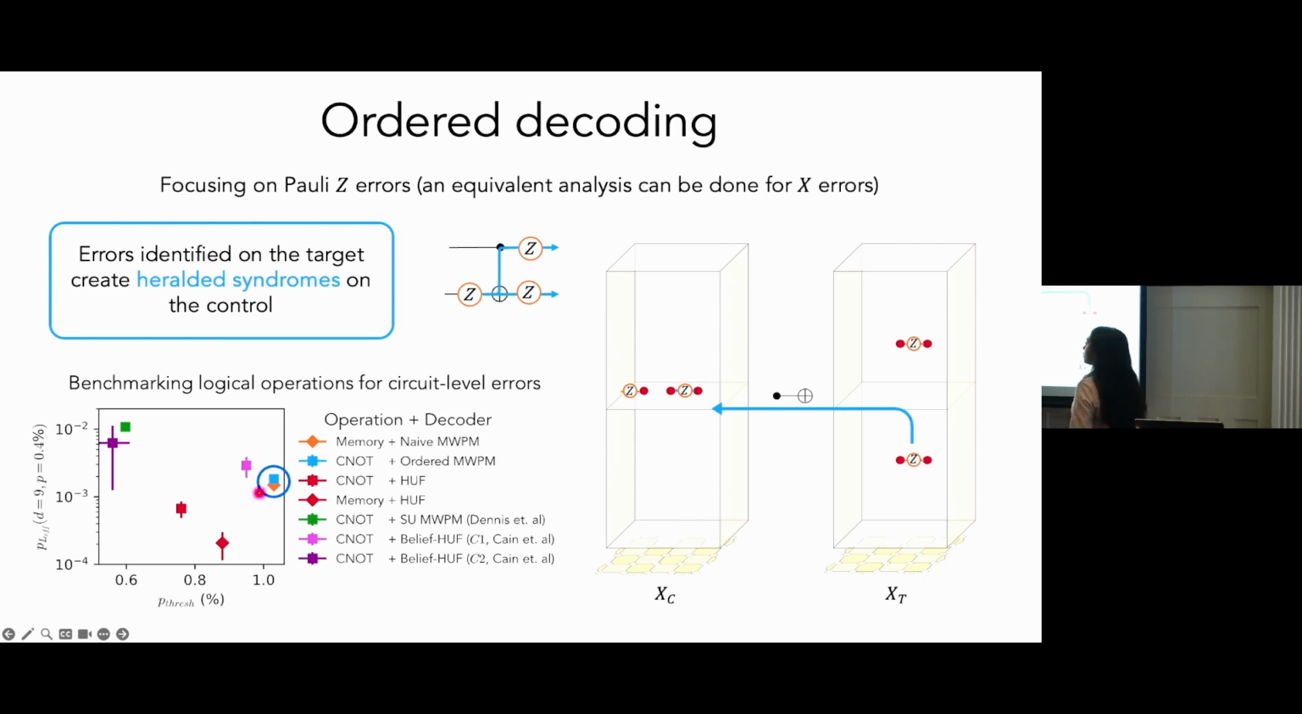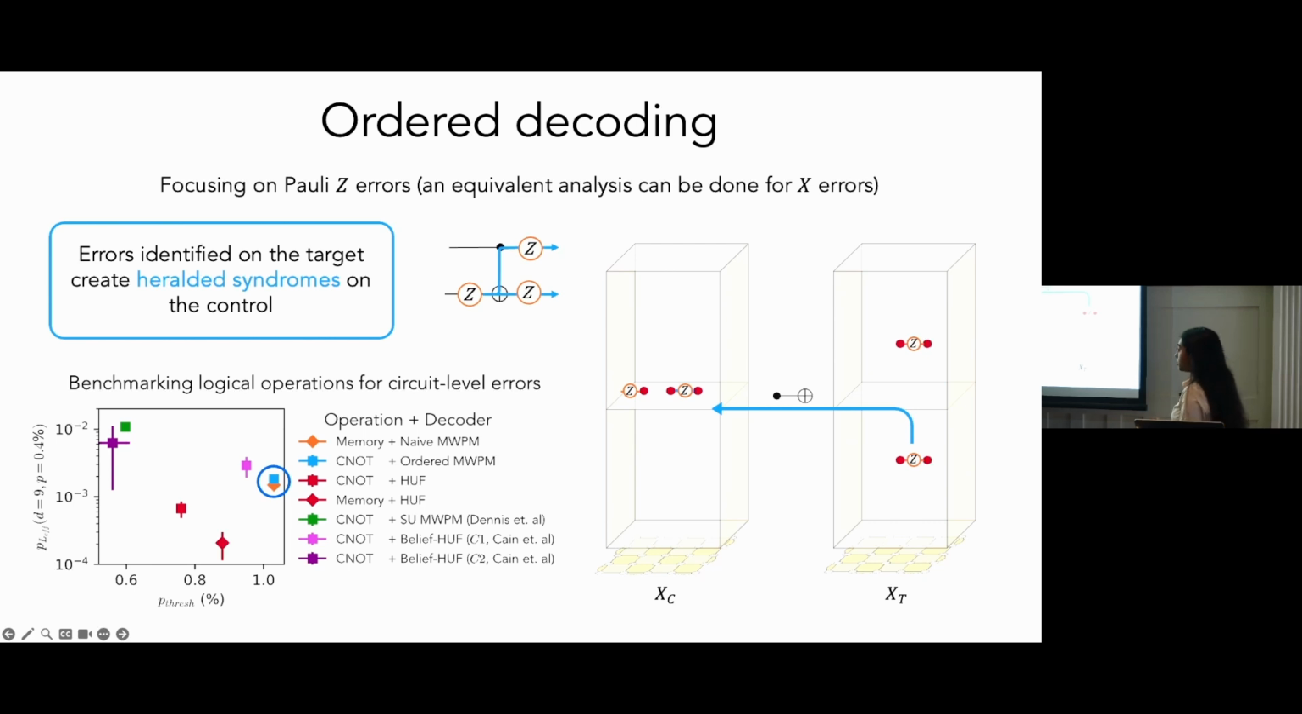A nice thing about this ordered strategy is that if I want to optimize for a given set of physical parameters, maybe I think that this HUF decoder does very well for memory, and I want to use this decoder for this set of physical parameters. I could use an HUF plus ordered decoding strategy to get a point right here and therefore achieve a lower logical error rate even for my logical CNOT in this particular parameter regime. So our ordered strategy is quite general and can be applied to different decoders as well.